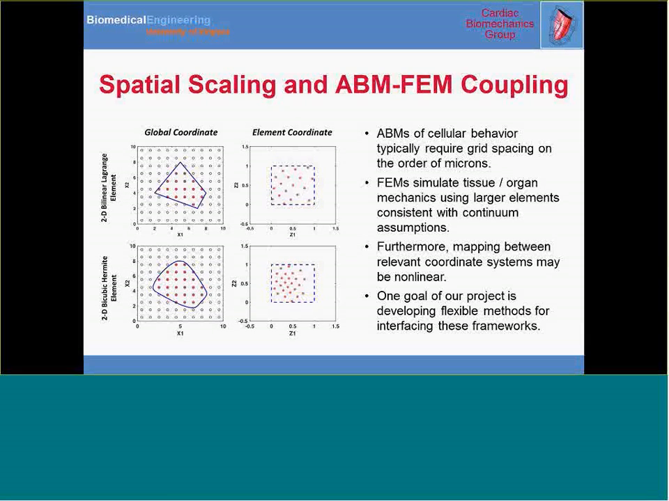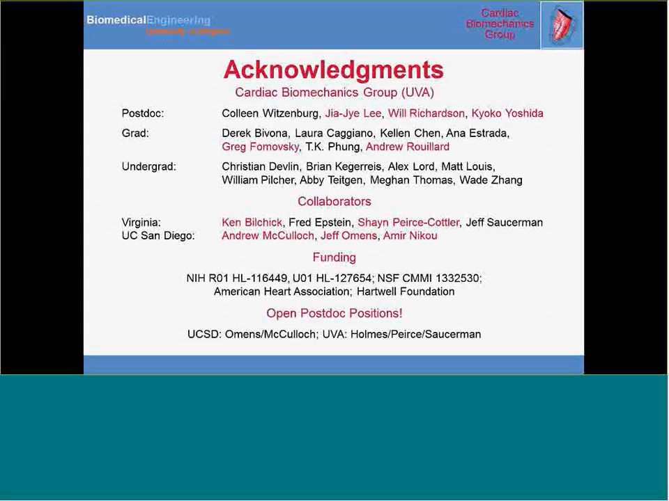The other choice is you pick a grid of points in the finite element and you map it to the ABM space. That works fine too. In general, though, then the ABM points are non-uniformly spaced. So as you solve problems like cell migration and diffusion, you have to account for that. Either one is a viable way to go. There are computational trade-offs, and we're spending some time thinking about what are the relative benefits and limitations for some of the different problems that we and others might be interested in.